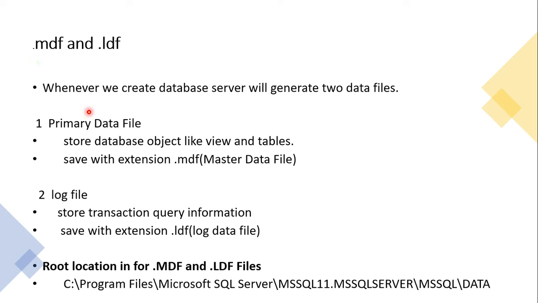As I said, we have two types of data files. What is the use of these files? Whenever we create a database in a database server, these files are automatically generated. One is the primary data file. What is its use? It contains all the information regarding database objects. Which database objects do we have? We have table, view, stored procedure, function, trigger.